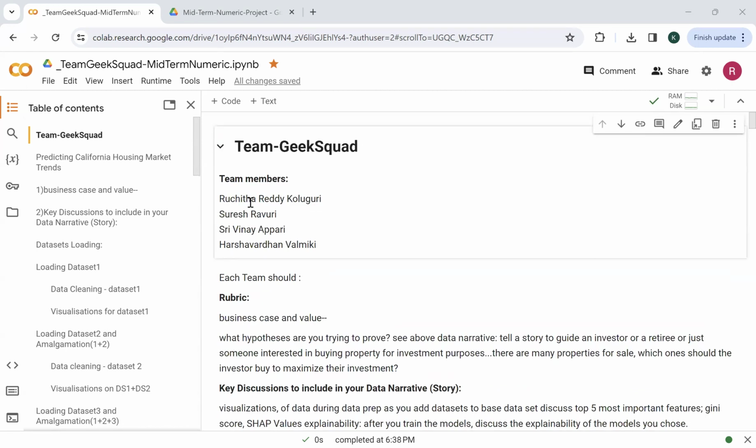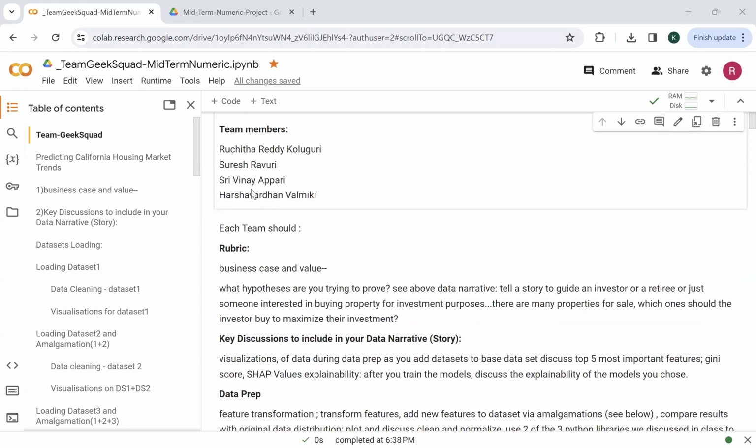Now, I'm going to present our midterm numeric project, which is about predicting house market trends in California. Our project looks at the California housing market, leveraging a multi-faceted data science approach to forecast housing prices and pinpoint investment-worthy properties.